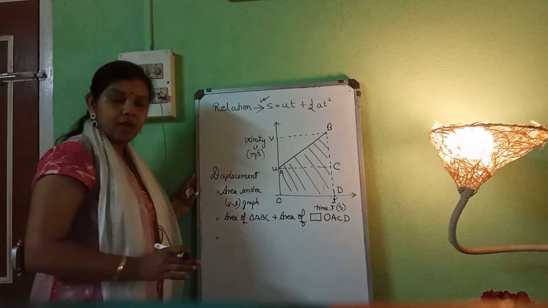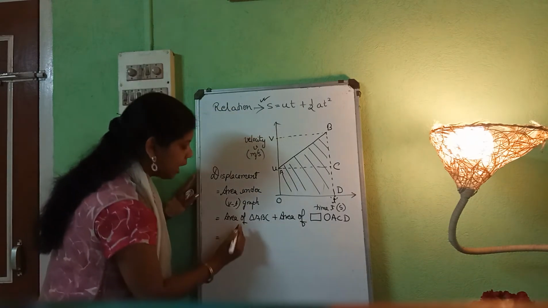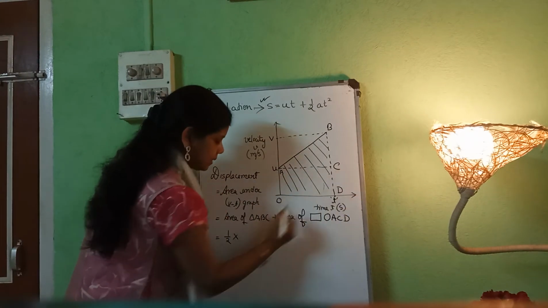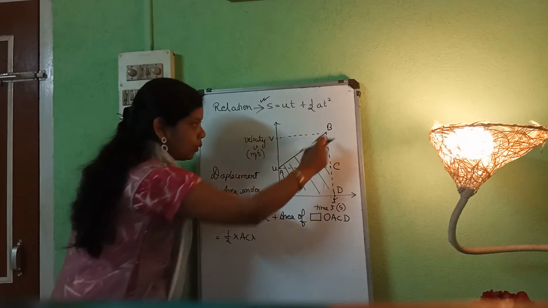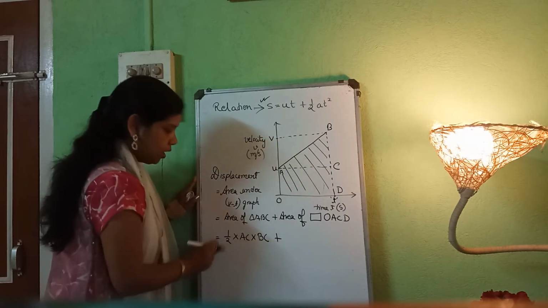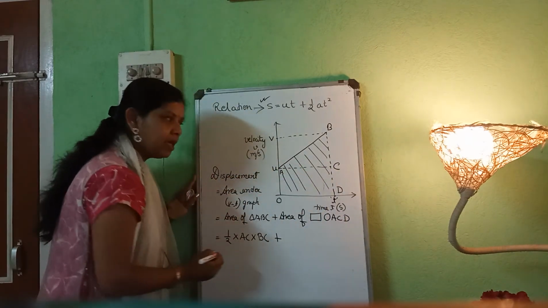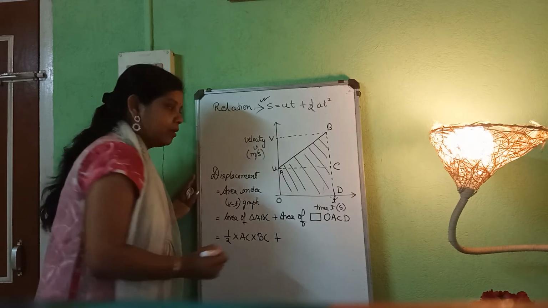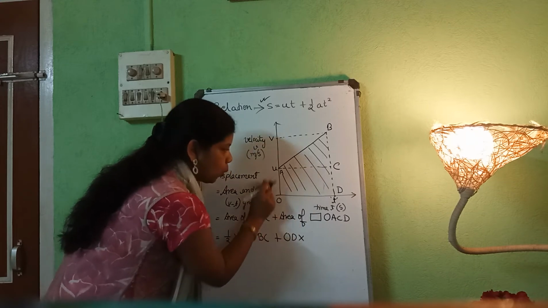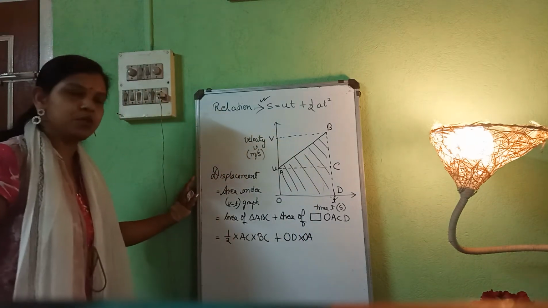Now, what is the area of ABC? If it is a triangle, we find the area by half into base into altitude. What is the base in this particular triangle? Base is AC. The perpendicular is BC. Now, the area of this rectangle is length into breadth. Length I will consider OD, and breadth OA. I think all of you have understood.